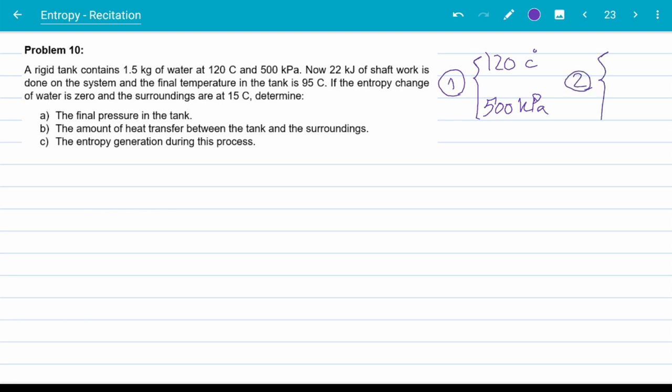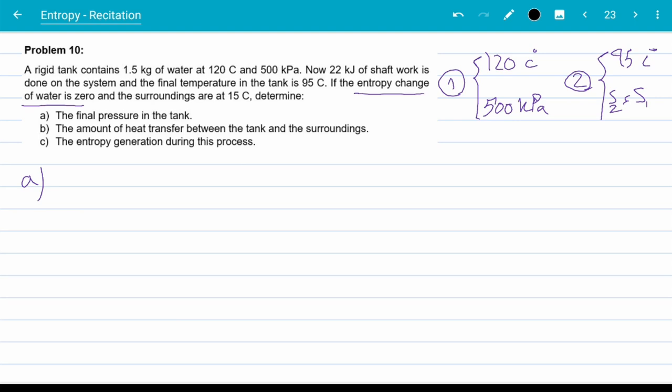Finally, the water inside the tank is at 95 degrees Celsius. And because the problem specifically states that the entropy change of water is zero, I know that S2 is equal to S1. So let's start working on part A, the final pressure in the tank.